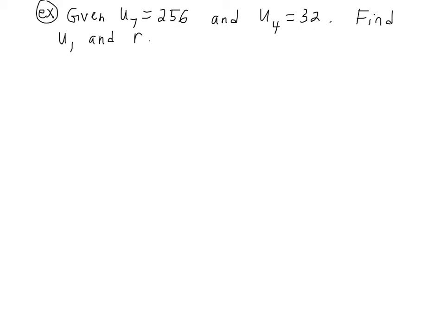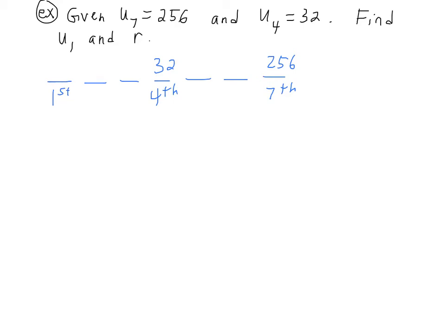Okay, next example. We are told that u sub 7 is 256 and u sub 4 is 32. We're looking to find the first term and the common ratio r. So 1, 2, 3, 4, 5, 6, 7. The 7th term here is 256 and the 4th term is 32. We're trying to find this first term and the common ratio.